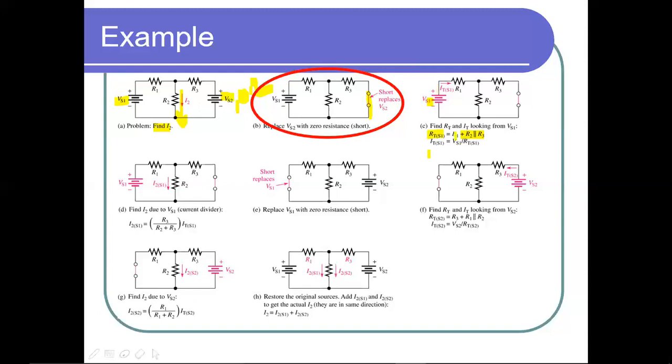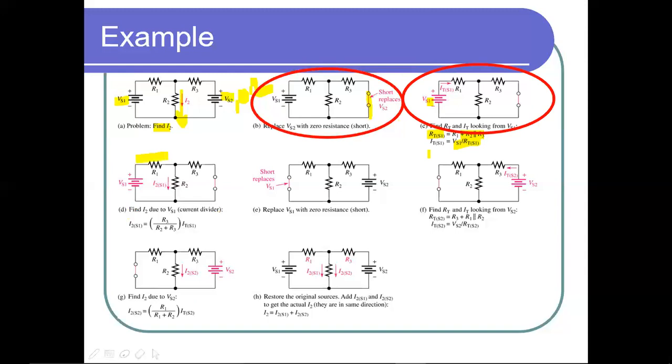Total current is nothing but the total voltage by the total resistance, that is Vs1 by RTS1. Then you will get the total current. That is step 2. What is step 3? In step 3, find I2. Now you have the total current, that is this current.